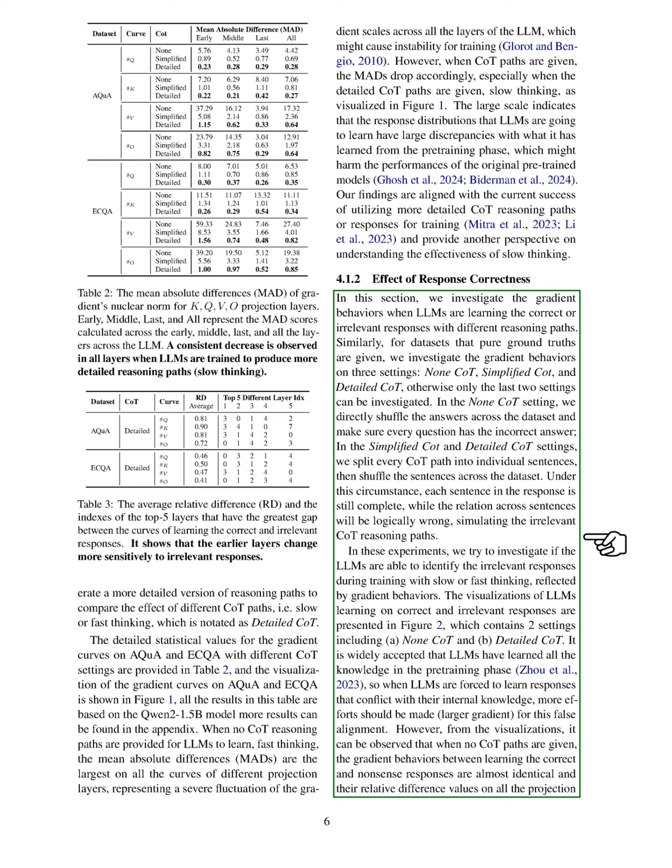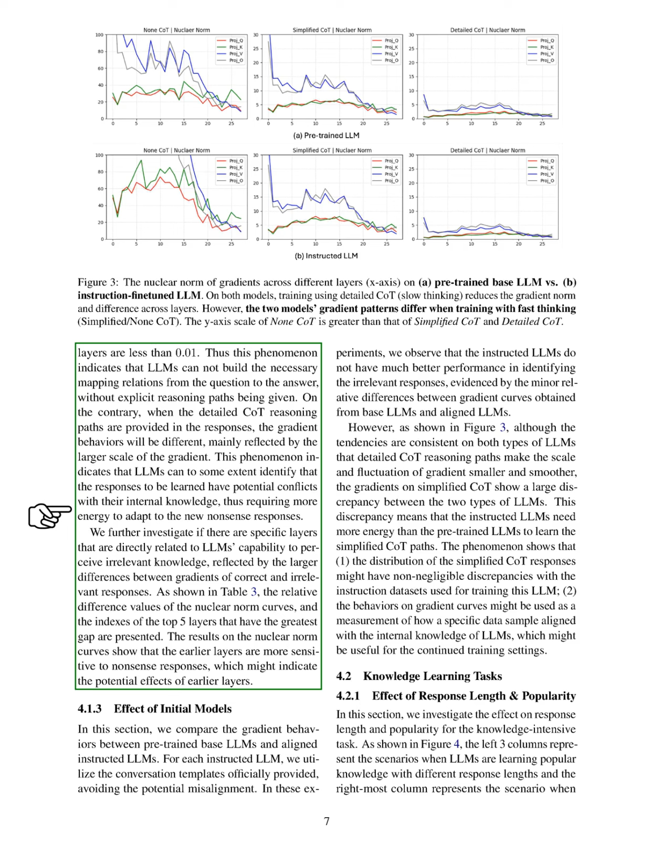Visualizations show that without COT paths, the gradient behaviors for learning correct and incorrect responses are nearly identical, suggesting LLMs struggle to map questions to answers without explicit reasoning. Conversely, when detailed COT paths are included, the gradients differ significantly, indicating that LLMs can recognize conflicts with their internal knowledge and require more effort to adapt to incorrect responses. Finally, we examine whether specific layers in the LLMs are more sensitive to irrelevant knowledge, as reflected in the differences between gradients for correct and incorrect responses. Our results indicate that earlier layers are more responsive to nonsense responses, highlighting their potential role in processing irrelevant information.